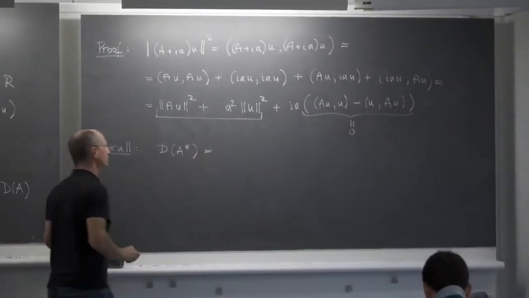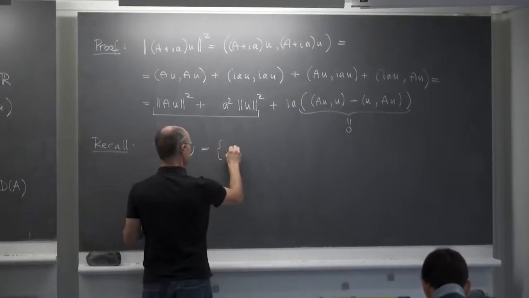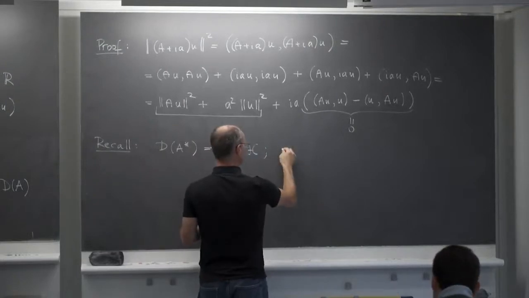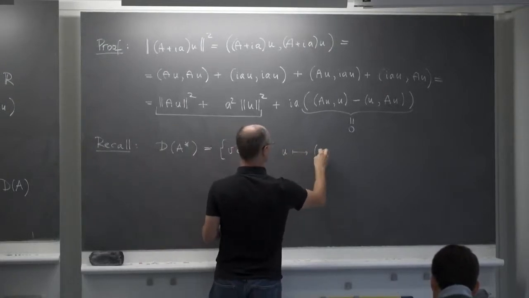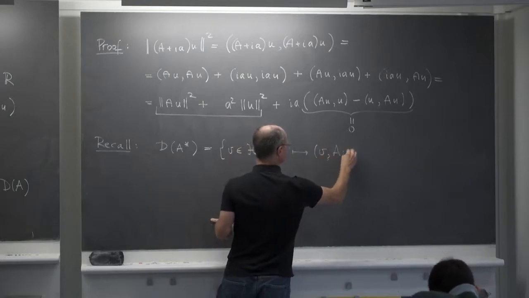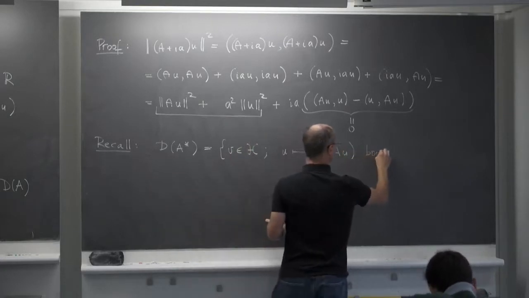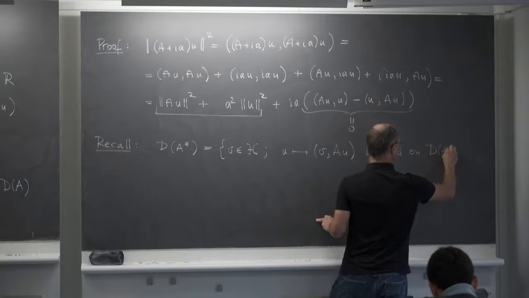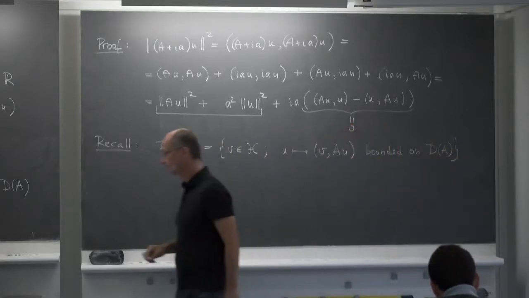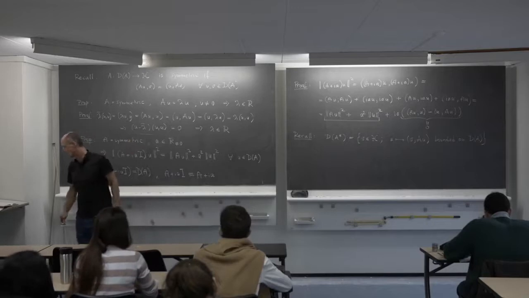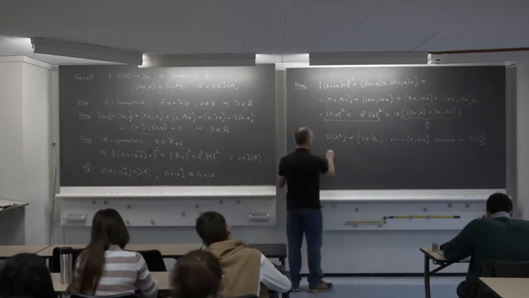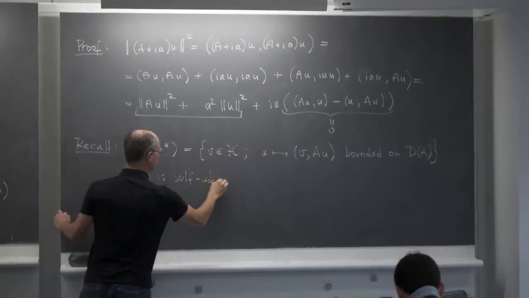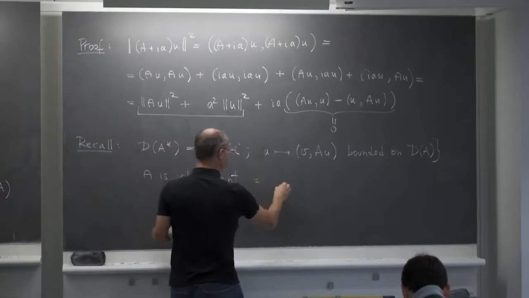So the domain of A star, these are elements of H such that the linear functional is bounded on D of A. And so A is self-adjoint. This means 2 things.